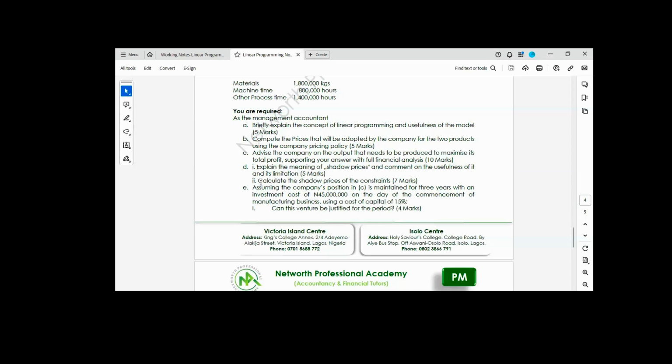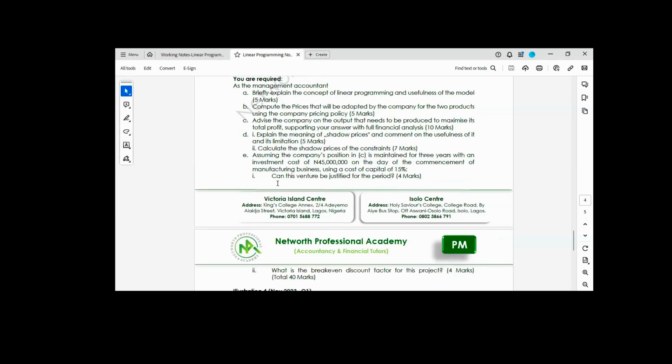Then number D2, you have to calculate shadow prices of the constraint. All right. Therefore, let's go back to our notes. We want to calculate shadow price of the constraint. That's number D2. Then number E1.